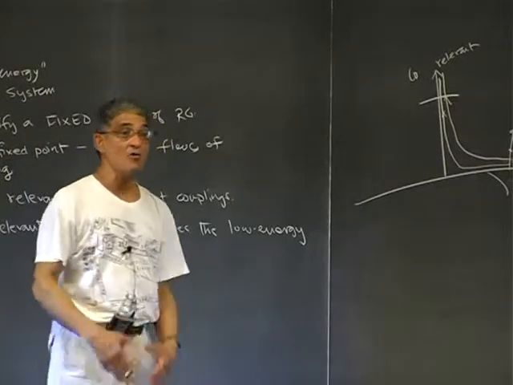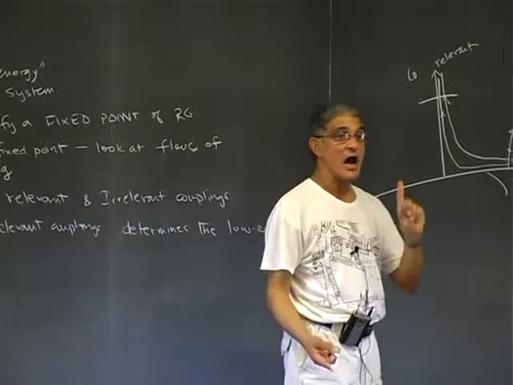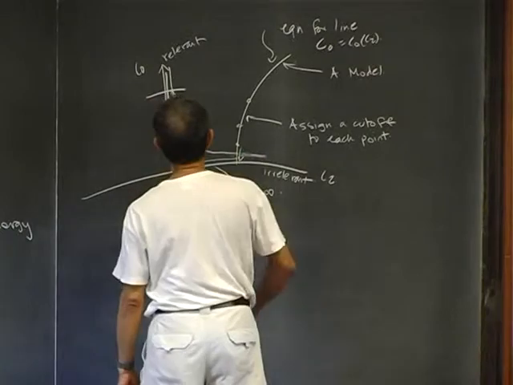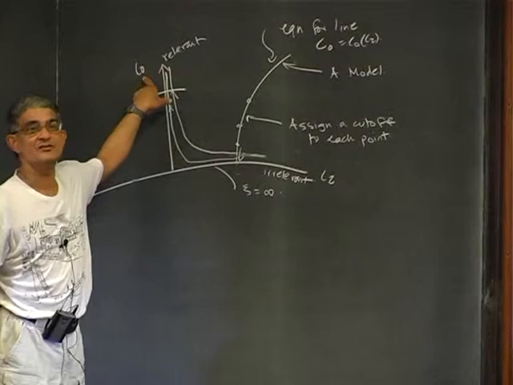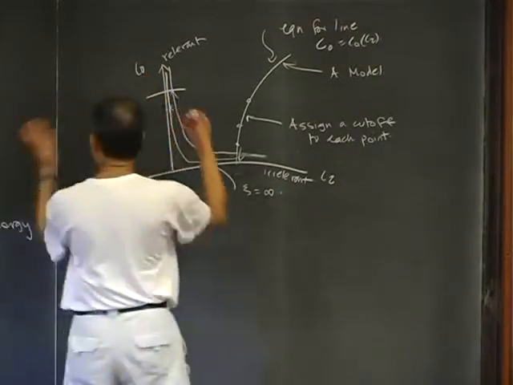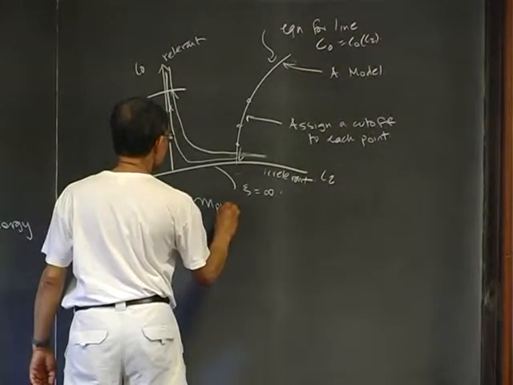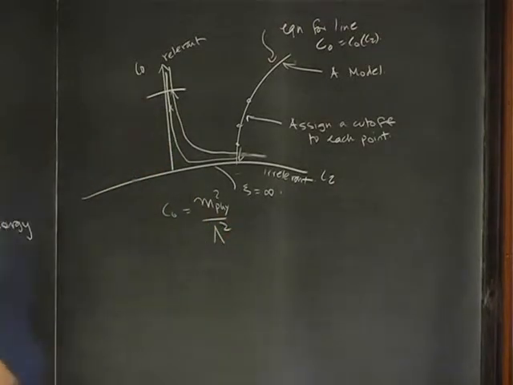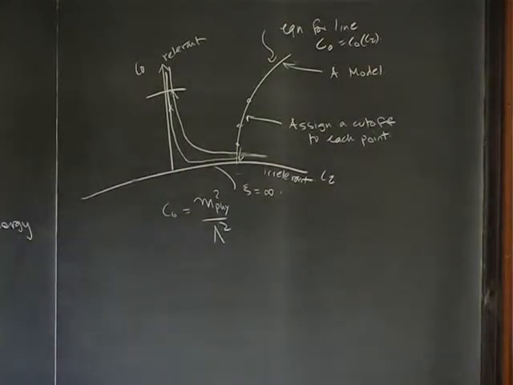How do I know what value of the cutoff I should assign to each value of r? I know this by looking at how, by changing the value of r, I change the ultimate value of this relevant operator C0. So in this case things are extremely simple. Namely, if I write C0 as some physical mass square divided by the momentum space cutoff square, and in this case C0 is just 2 times phi square.